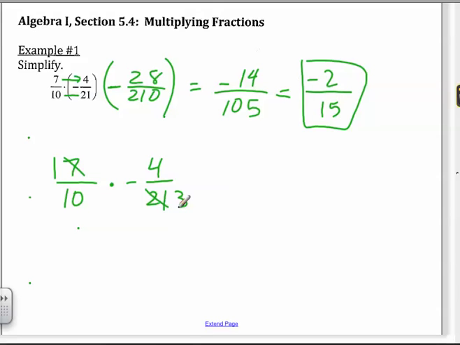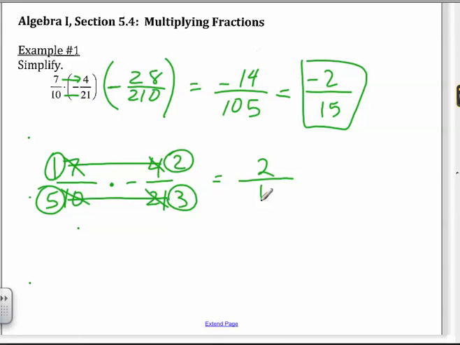We'll see. 4 and 10. 2 goes into 4 2 times. 2 goes into 10 5 times. Now I think that's all I can cancel. Right? So now I'm going to multiply straight across the top. I've got 1 times 2 gives me 2. And 5 times 3 gives me 15. And remember, one of our fractions was negative, so we make the whole thing negative. Negative 2 over 15.